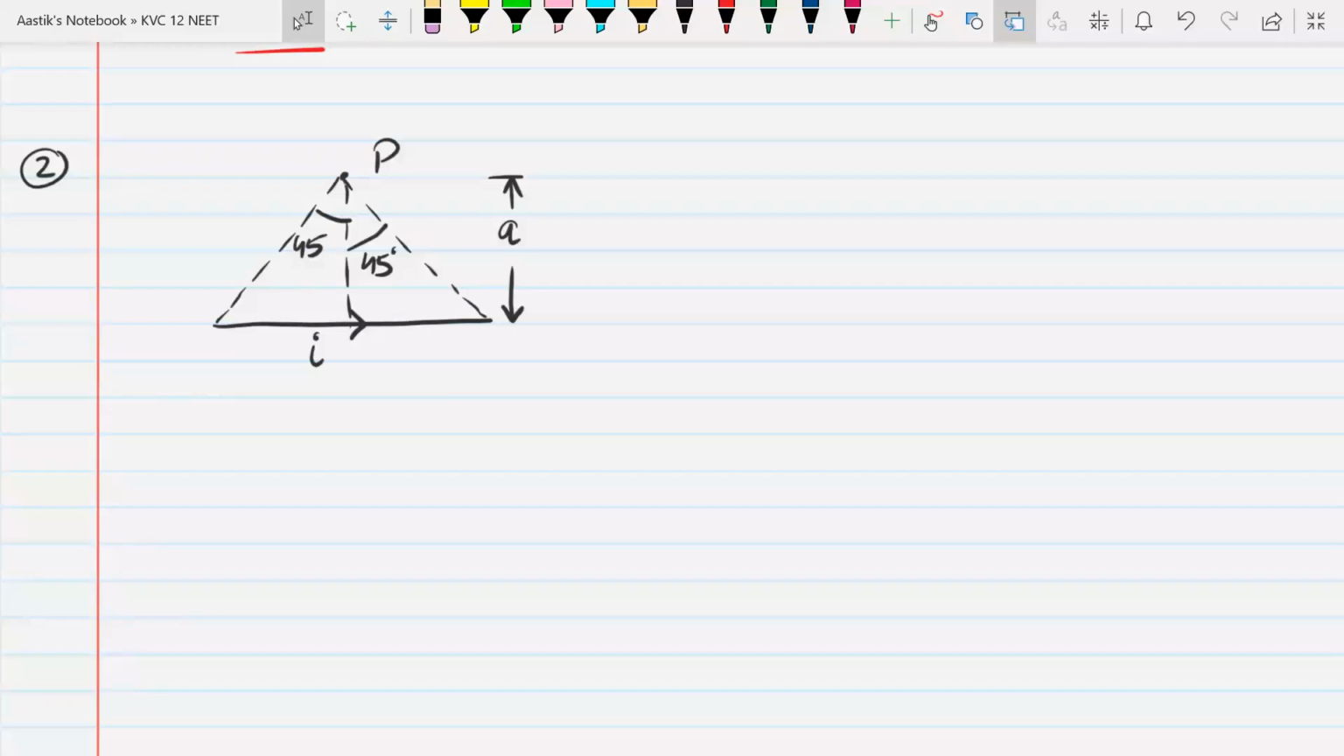B is equal to mu naught I by pi r root 2. Okay. So the first thing is the direction. Current is here. Point P is here. And my fingers are pointing towards my head. That means the direction has to be outside. Yes or no? The only thing that remains is the value of B.